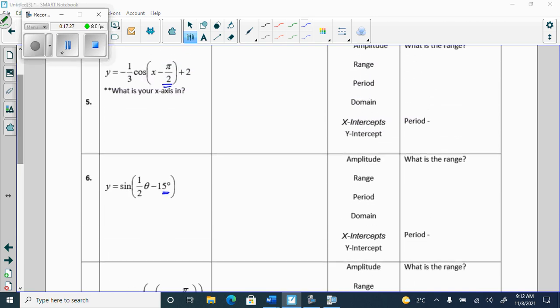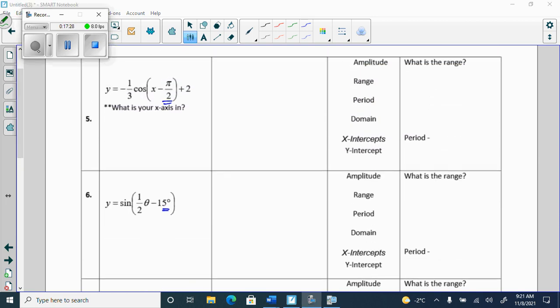5, 6, 7, go. So this one, what is our B value? Our A is negative 1/3. Our B is, what's our B? 1. Our C is pi over 2. And our D is plus 2. So what's your axis in? It's in radians because your C value is in radians.